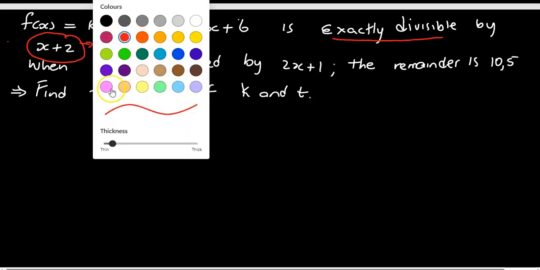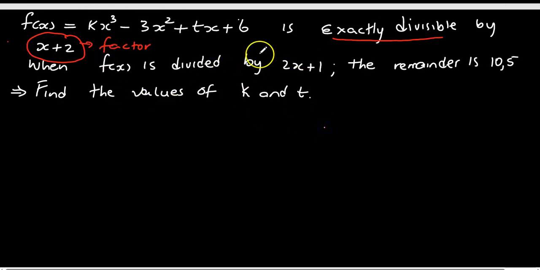So now what we're going to do is let's start with the first statement. They said that this is exactly divisible by x + 2. We're going to take that x + 2, equate it to 0, and solve for x. What is x equal to? Negative 2. So we have x = -2. They said exactly divisible, this tells us that x + 2 is a factor. So I'm going to write it down and say x + 2 is a factor.